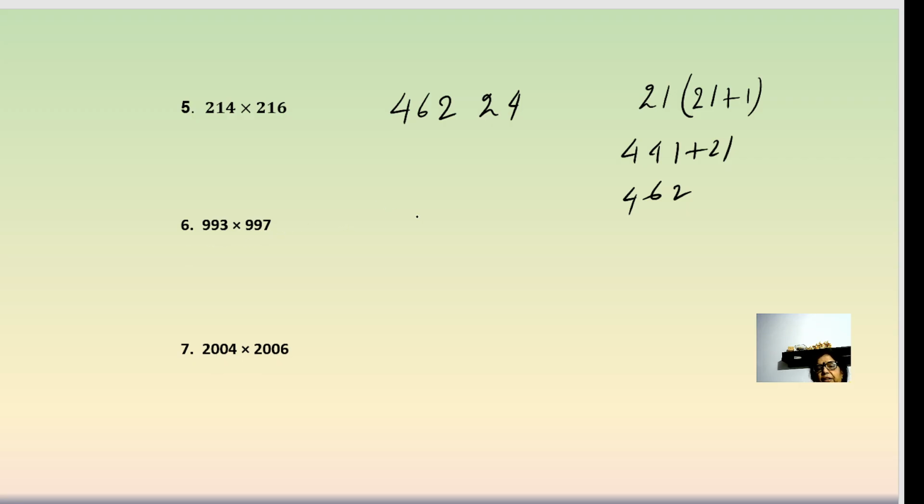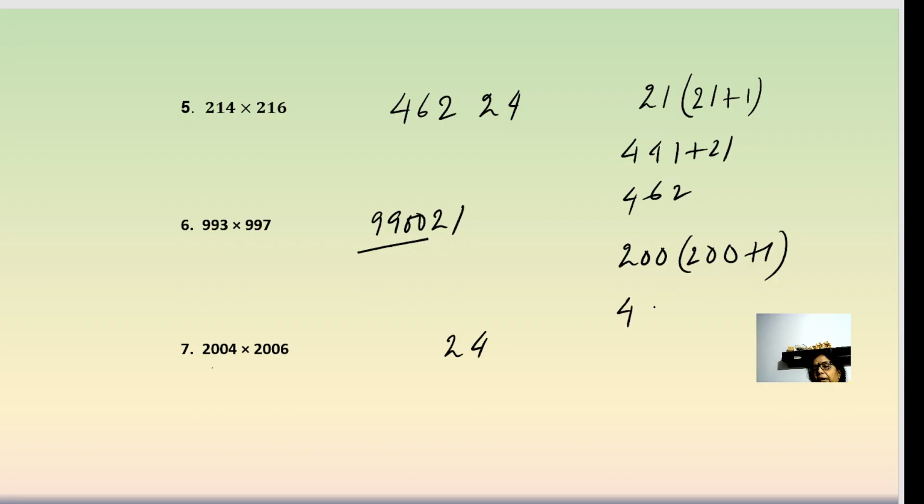993 into 997. So this is 21. 99 into 100. That gives you 9900. Then we have 2004 into 2006. So we get here 24. And 200 into 201. 201 can be written as 200 plus 1. So this becomes equal to 4 and 1, 2, 3, 4 zeros plus 200. So you get here 4020024. So this is your final answer over here.